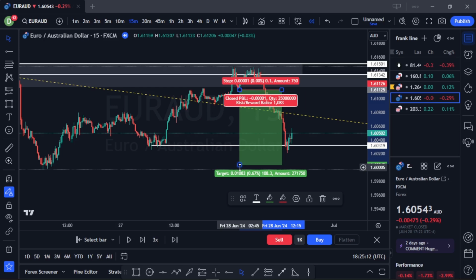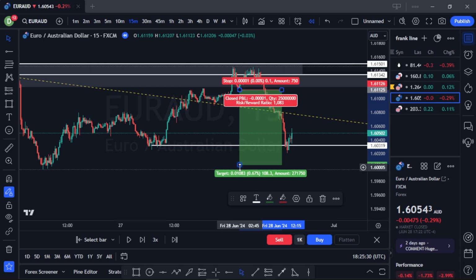Now after this, identify your areas of supply and demand. Your areas of supply and demand depend on the market direction, and also identify any other entry trigger you use. So if you're an SMC trader, then you'll be looking for fair value gap. If you're an ICT trader, you could be looking for fair value gap, order blocks, and the rest.